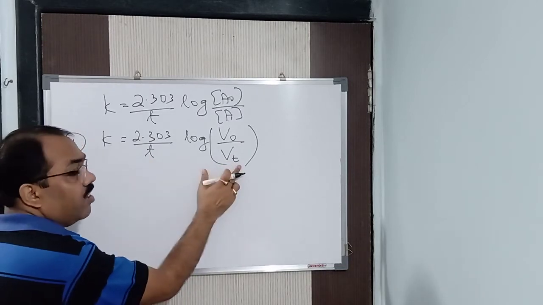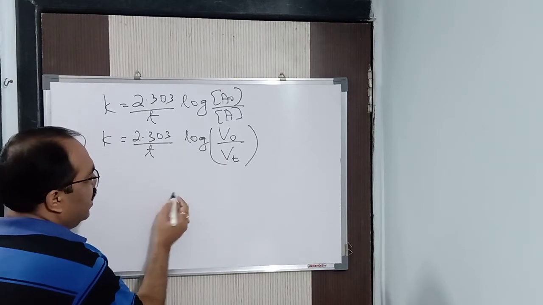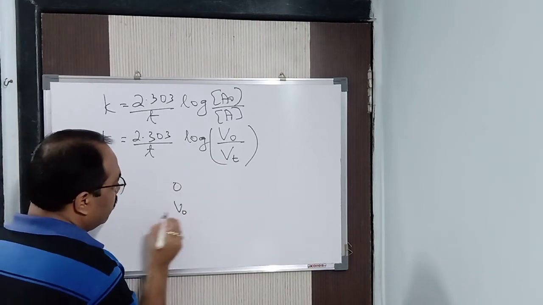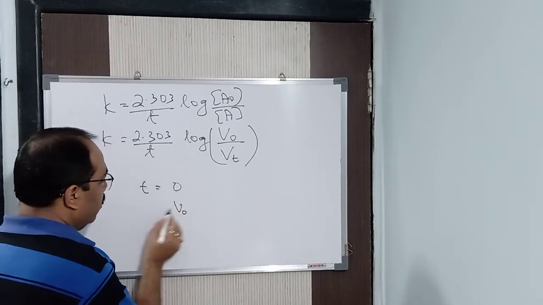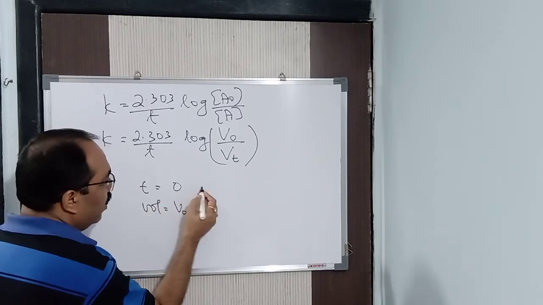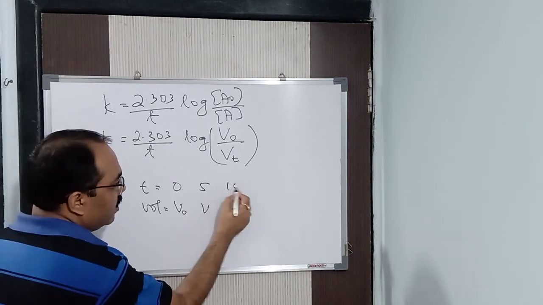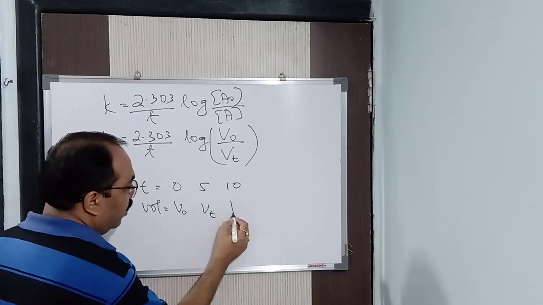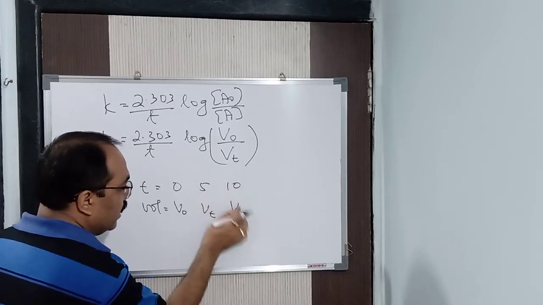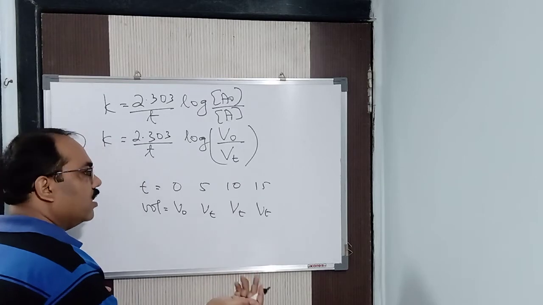When the time is t, what is the final volume? Let us say we have started at 0, then what is that? That is V0. When the time is 0, the volume is V0, we can say some value is there. When the time is 5 seconds, then what is the volume? When the time is 10 seconds, then what is the volume? So these are all Vt. When the time is 5 seconds, 10 seconds, in this way. When the time is 15 seconds, what is that? So in this way, these are all Vt.